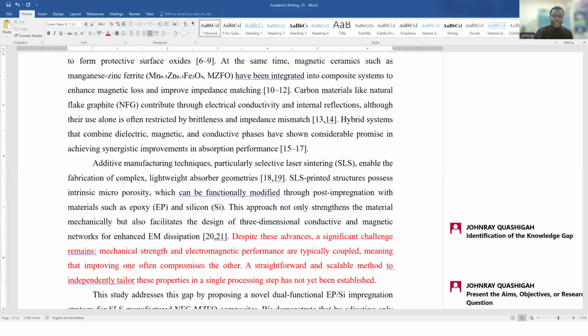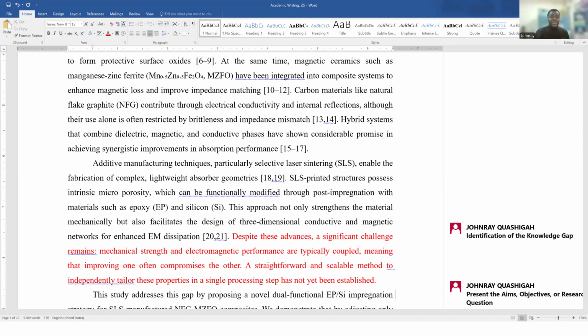Okay, so a scalable method to independently tailor these properties in a single processing step. Yes. So it means that even though they have done it, they have not been able to find a way where two things can be found in one. When one is going up, the other one is losing. When mechanical property is going high, the absorption property is coming down. So the person has found a way to have both in one material. And that's what the person has worked on.